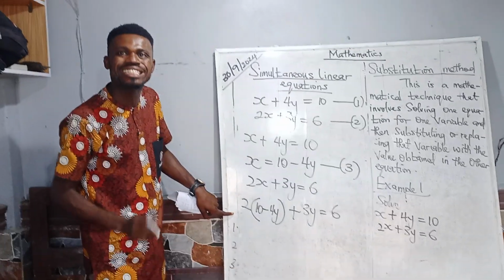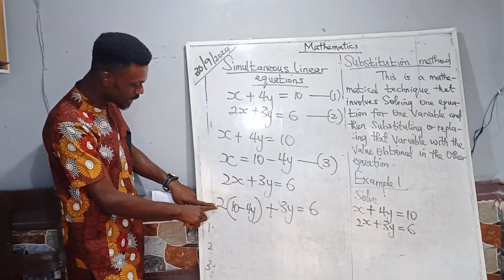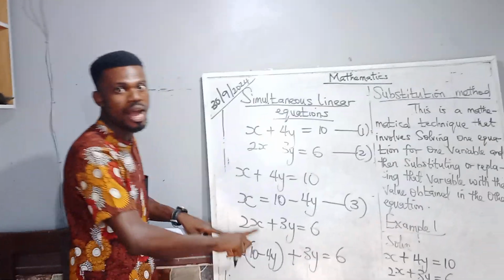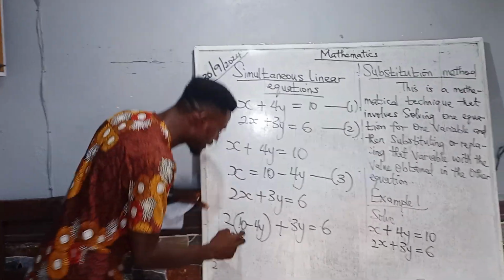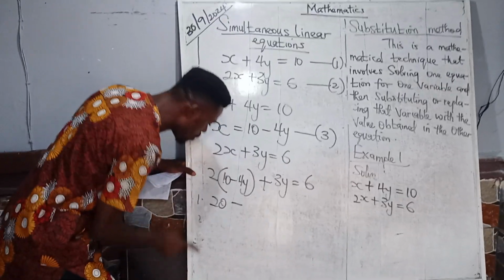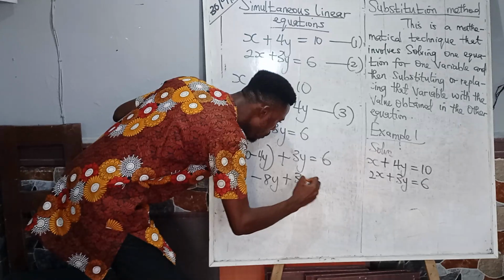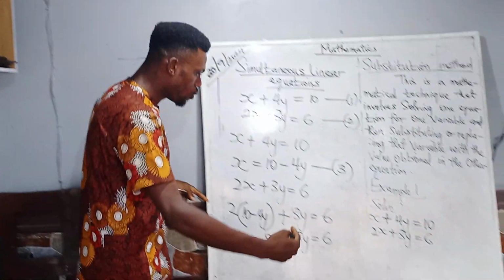Now what's next? I will expand the bracket. What do we mean by expanding the bracket? I mean the term outside is going to multiply every term inside the bracket, and in the process the bracket is gone. So we have 2 multiplying 10, that's 20, minus 2 multiplying 4y, that's 8y, plus 3y equal to 6. Now, I'm going to factorize.